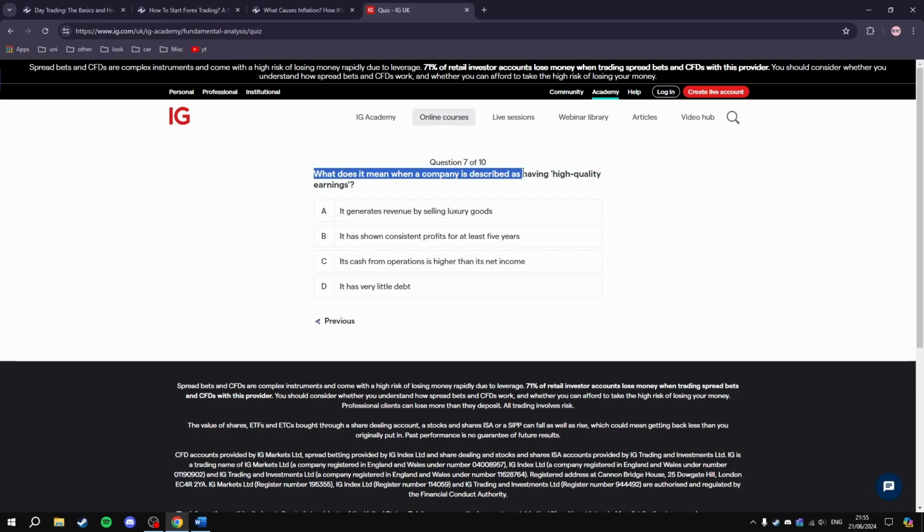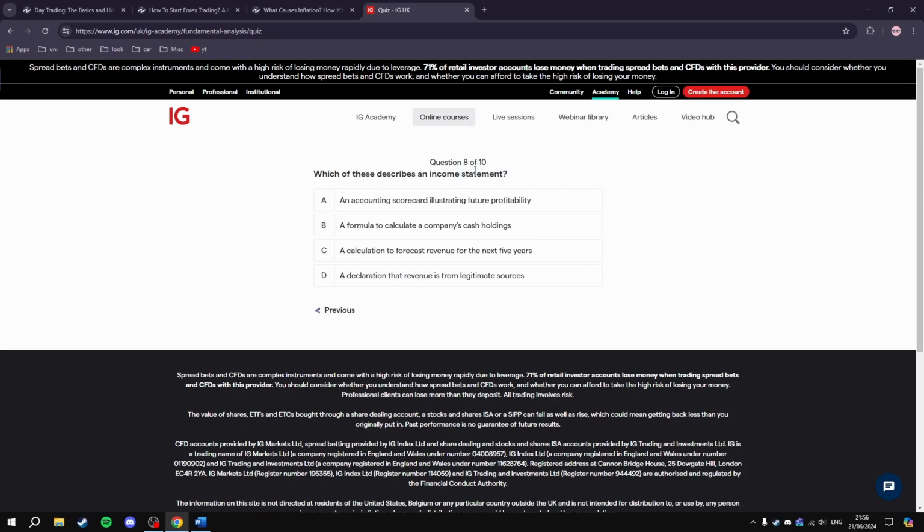What does it mean when a company is described as having high quality earnings? Generates revenue by selling luxury goods. It has shown consistent profits for at least 5 years. Its cash from operations is higher than its net income. Has very little debt. Cash from operations is higher than its net income.